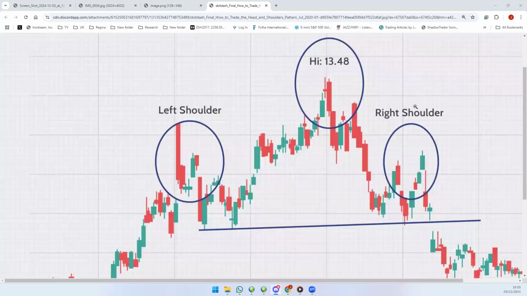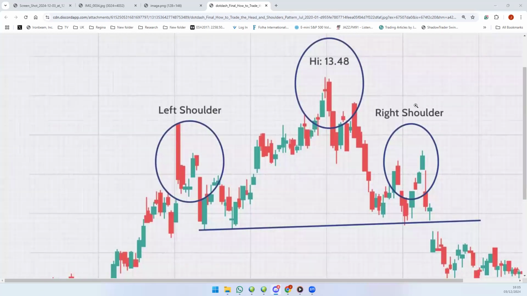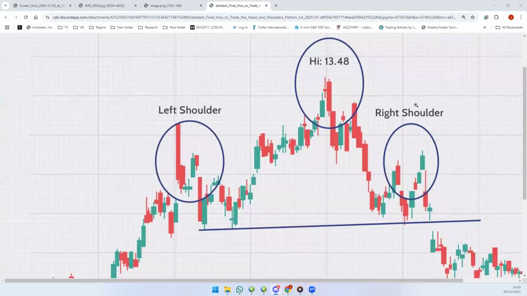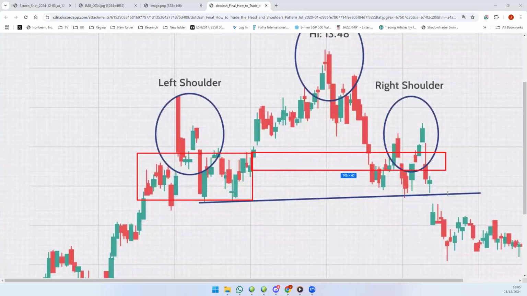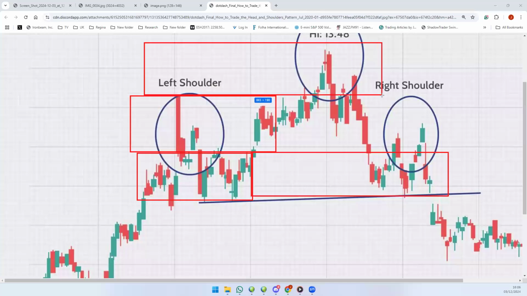Okay, they call this the head and shoulders. The head and shoulders is a distribution pattern. So we got a balance zone here, and we can extend that balance zone here. This is the double of that balance zone. Do you guys see that?